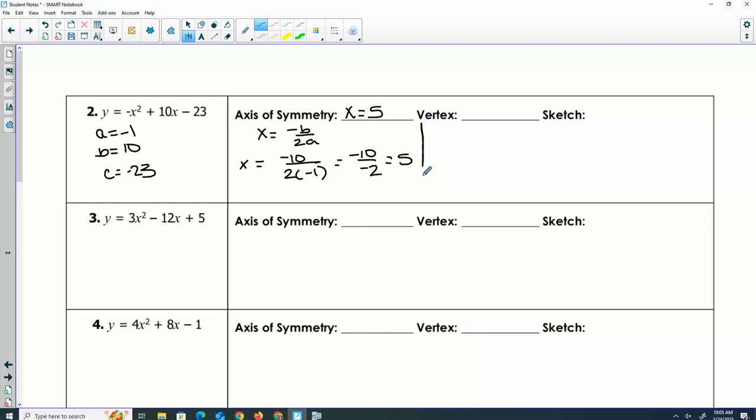Vertex is an ordered pair. So if I plug that in, it's the opposite, x is 5 squared. So notice this time the negative is out in front because it was my a. Plus 10 times 5 minus 23. So plug that in and see what you get.